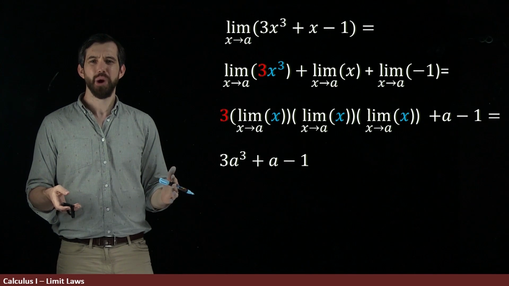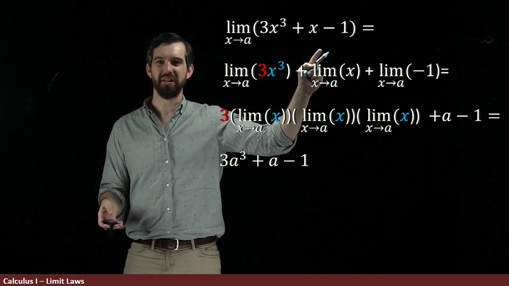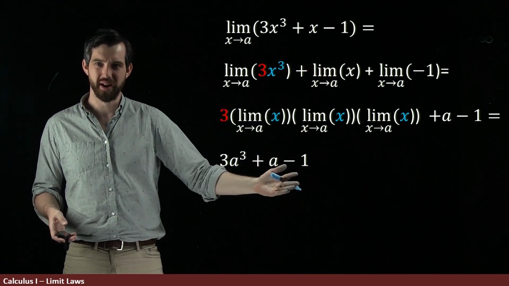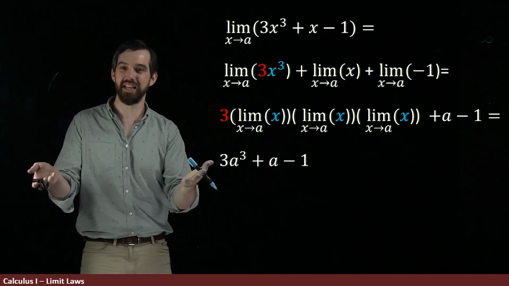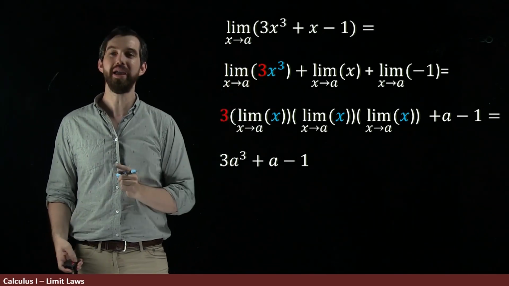In other words, what we've done here is we just took this a that was there and we just plugged it in. 3x cubed plus x minus 1 became 3a cubed plus a minus 1. So polynomials are really easy. There's nothing to do with the polynomial, you don't have to graph it. You just plug the value in.